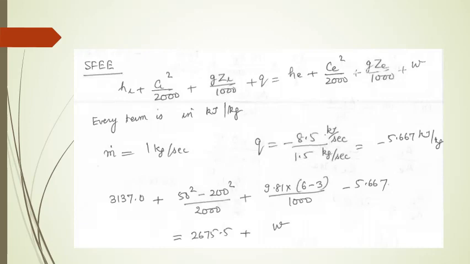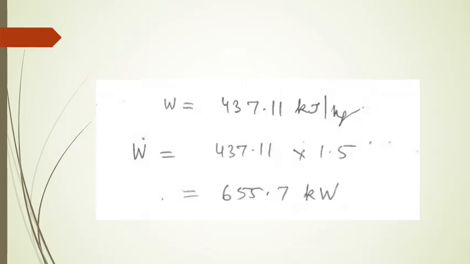Now putting all the values in steady flow energy equation written on the slide, we get the value of W. So now W is equal to 437.11 kilojoule per kg. And we want to convert it into kilowatt. So definitely we will multiply it with mass flow rate and it becomes 655.7 kilowatt.